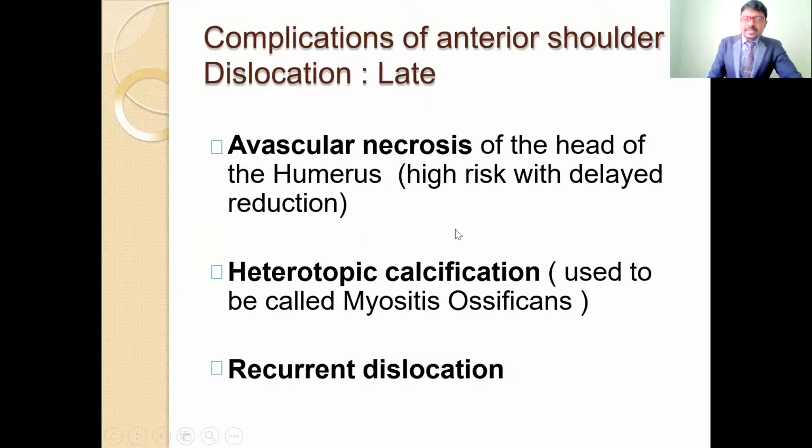And what complications may occur in a late shoulder dislocation? You may get avascular necrosis of the head of the humerus, because of decreased blood supply due to involvement of the axillary nerve. Decreased blood supply to the shoulder joint will give avascular necrosis. Another important complication is heterotopic calcification. This calcification is nothing but excessive tissue growth at the shoulder joint, which is called myositis ossificans. So this is a heterotopic calcification.